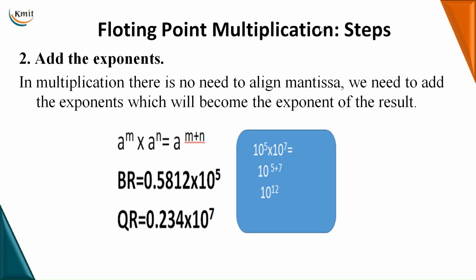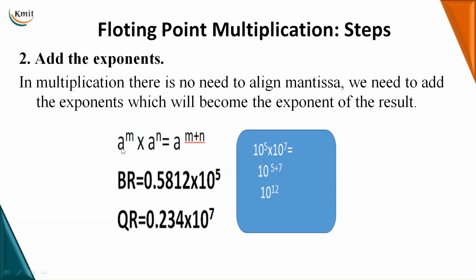The next step of the multiplication algorithm is adding the exponent part of your data. As we know, floating point numbers are represented in the form m into r to the power of e, where m represents the mantissa part of your data, r represents your radix, and e represents your exponent. If we consider this floating point number, 0.5812 is nothing but your mantissa part, whereas 10 is your radix or base, and 5 is your exponent part.